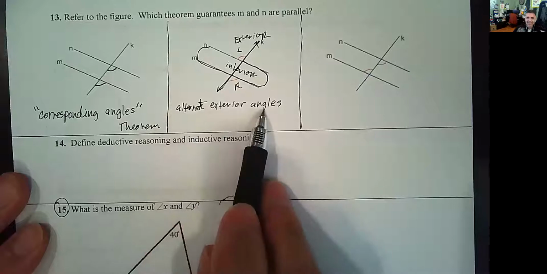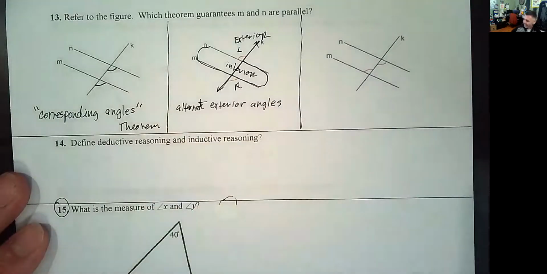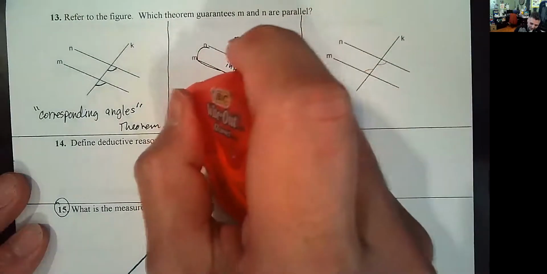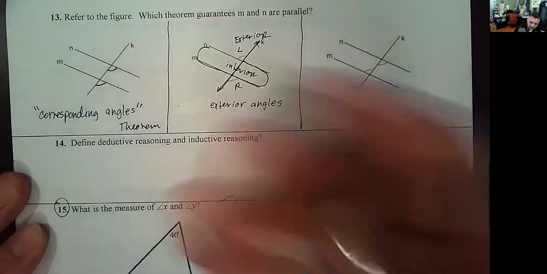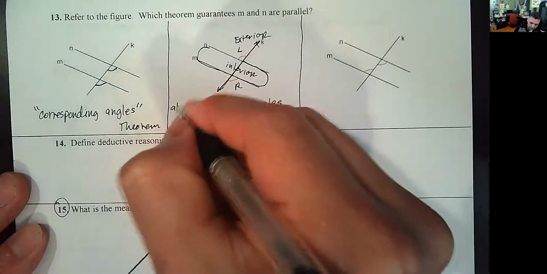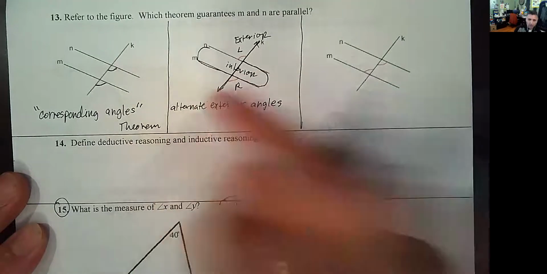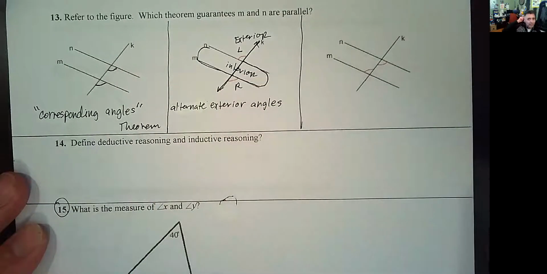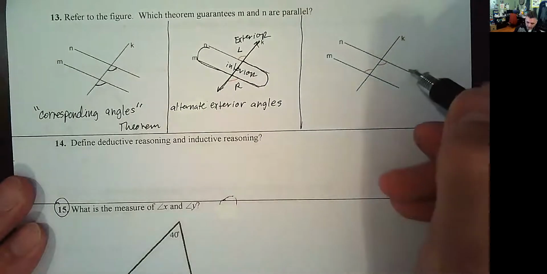Alternate exterior angles. And let me rewrite alternate, because I do want you guys to be able to spell it correctly. Alternate, like this. Okay, there, that's better. Alternate exterior angles. Again, because they're on different sides of the line and they're exterior to this band-aid shaped figure that I made.